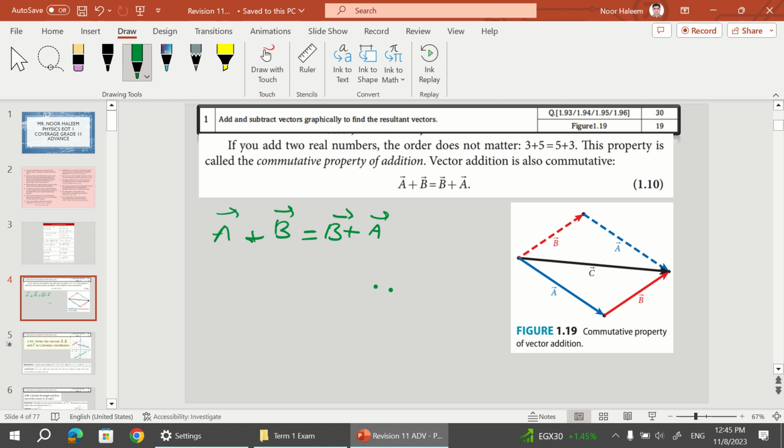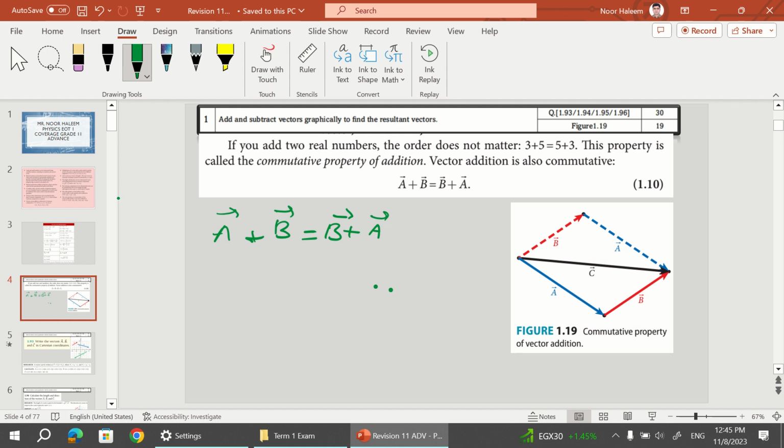If you look at this diagram, we draw A here first, and from the tip of A we draw B again. If we reverse this order, for example we draw first B and then A, what will be the result of these two? The same. See, the length and the direction of the resultant vector is the same. Correct? So the order in addition of vectors doesn't matter. It will give you the same result, whether A is first or B is first.